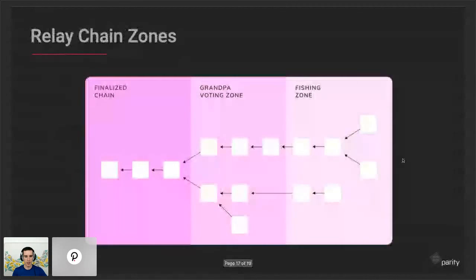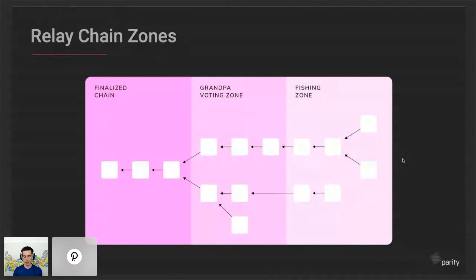And so you can visualize this as the relay chain having 3 zones. When a block is first created, it goes into this fishing zone where fishermen and collators are asking to reconstruct the blocks. And then the validators themselves will start asking to reconstruct the blocks. Once enough of them have done secondary checks, it moves into this Grandpa voting zone where it's legal to actually cast your votes and try to get to finality. And then, once it goes through the normal Grandpa procedure, it can go into the finalized chain.